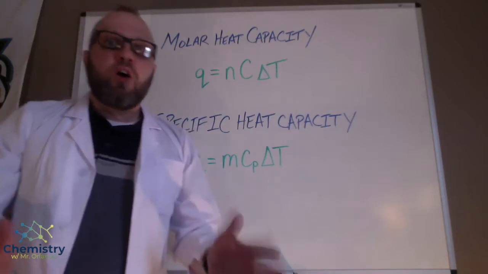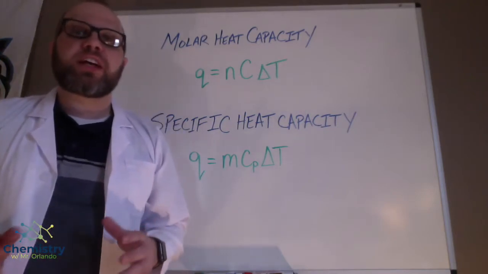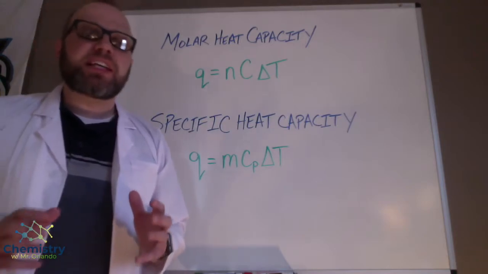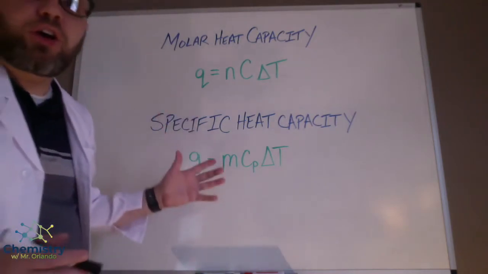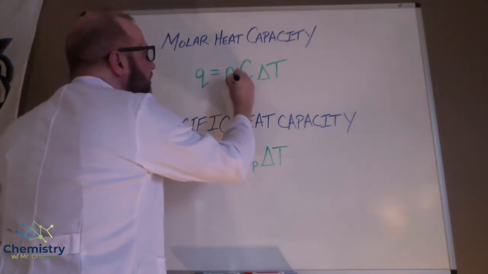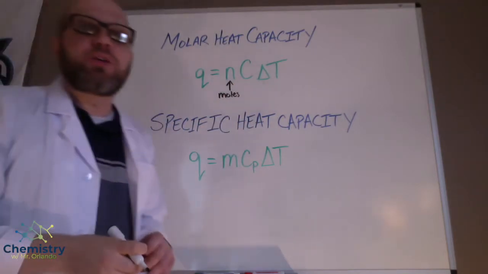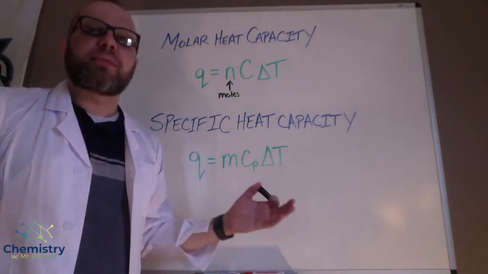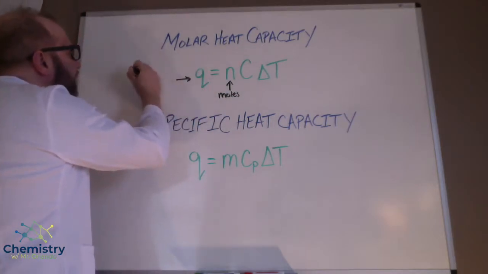Thanks, Kevin. All right, as my alter ego mentioned, we have two equations that we're going to go over today. One is called molar heat capacity, and the second one is called specific heat capacity. Now, if you look at the first equation, you'll notice where the term molar comes from. So I'm going to start by identifying this as moles, the very same n that we used when we talked about gas laws, and if you go all the way back to stoichiometry, the same exact idea.